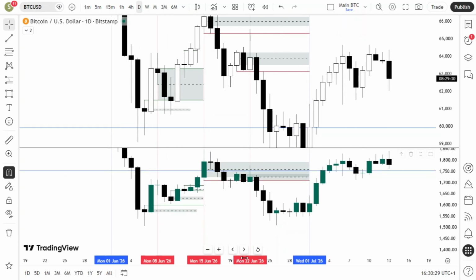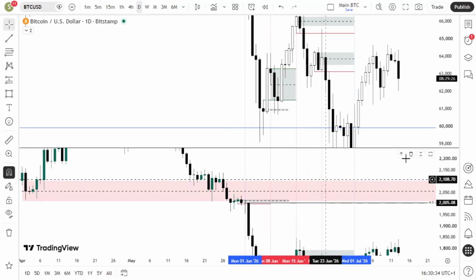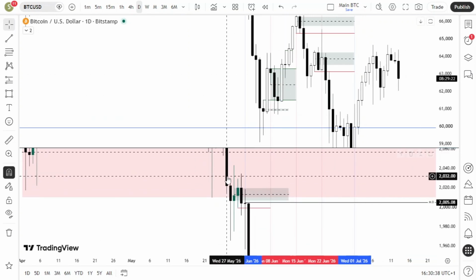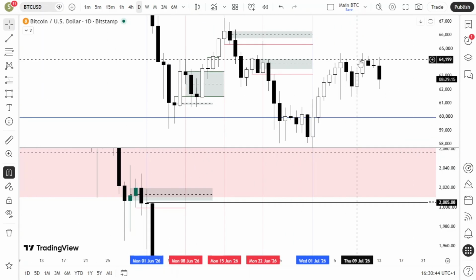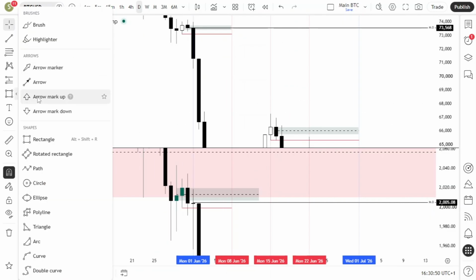So now let me do something else. Now I'm going to be highlighting the specific days that traded into the order block. So I think for that I should just use, let me use this. Come in one second. Let me get this. So I'll be using this arrow down button.